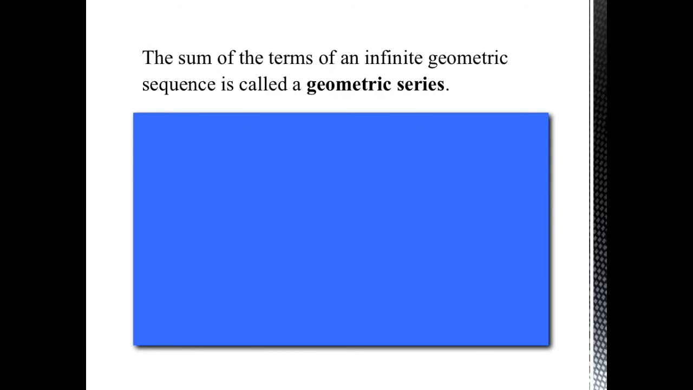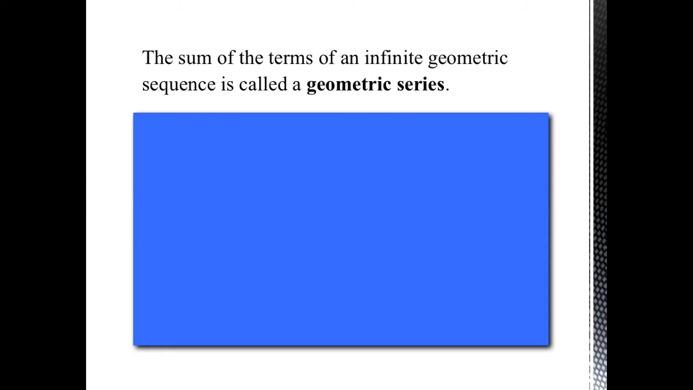Alright, now unfortunately, there are two types of geometric sequences. We have a finite, which means we can count the amount of terms, and we have an infinite amount, which means it goes on forever. When we're trying to find the sum of an infinite amount of terms, we have a different formula.